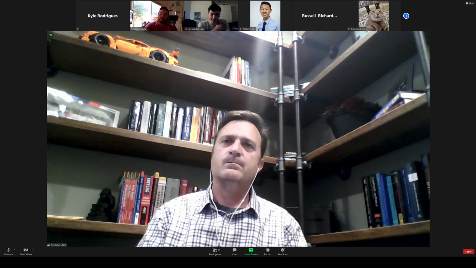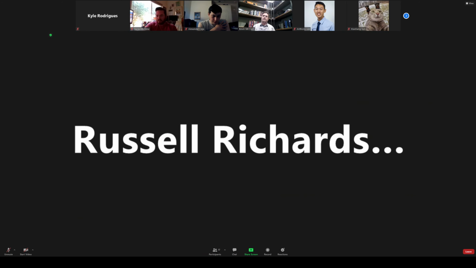Mm-hmm. So with keeping the shape function, basically if you have a linear element, it stays a linear element and just increases the number of elements. Gotcha. Yeah.